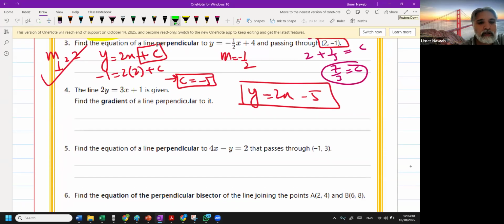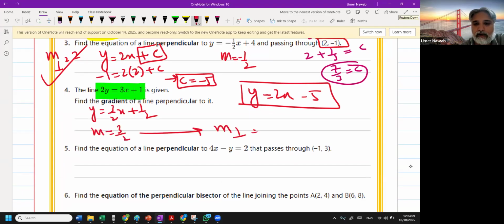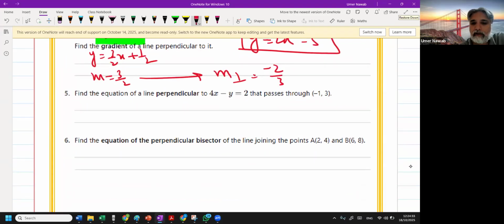This equation is not given in y is equal to mx plus c form. So can I convert it? So y is equal to 3 over 2 x plus 1 over 2. So the gradient is 3 over 2, but what is the perpendicular gradient? That should be minus 2 over 3. Next is 4x minus 2 is equal to y. The gradient is 4. The perpendicular gradient will be negative 1 over 4.